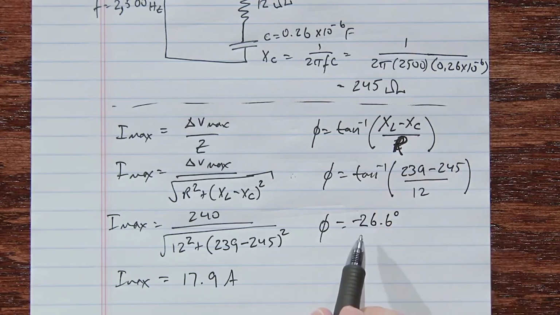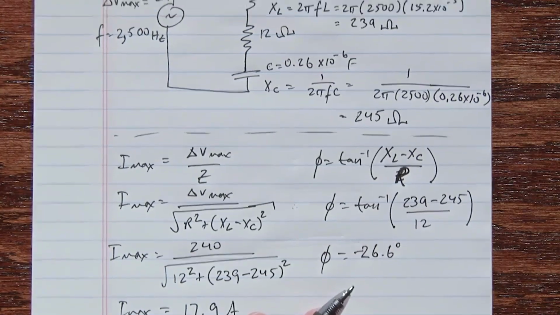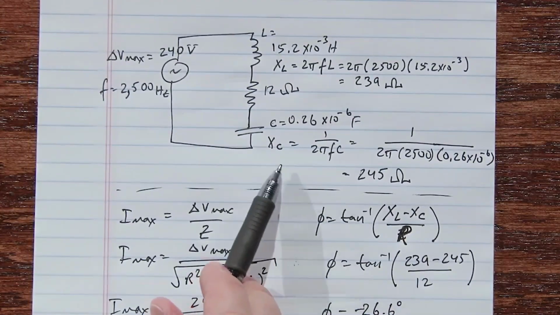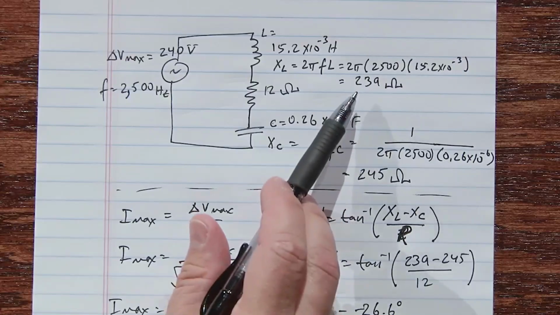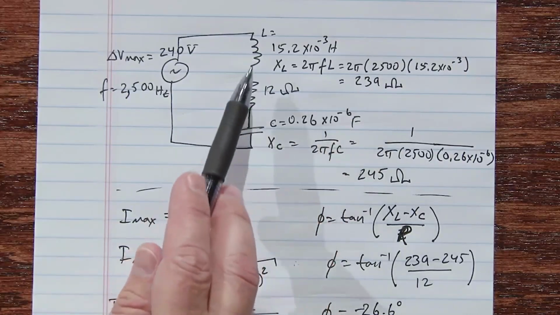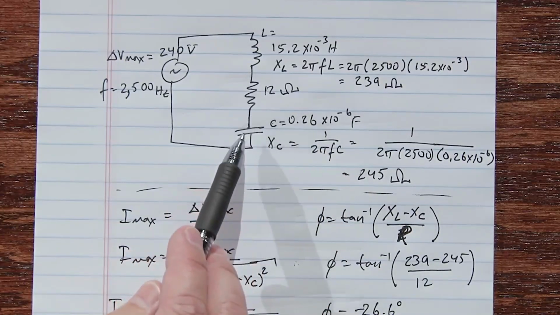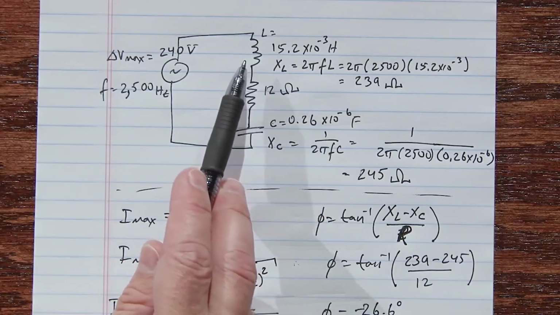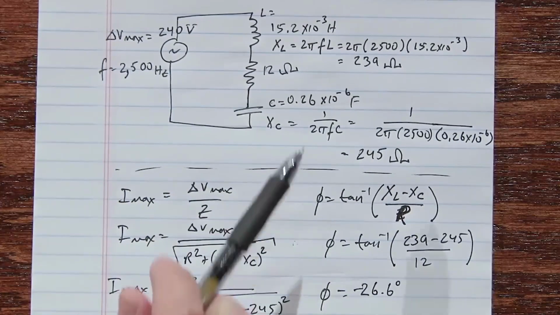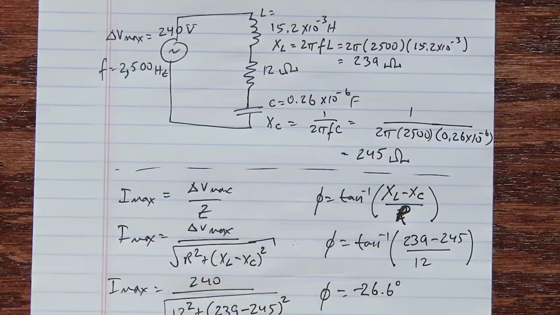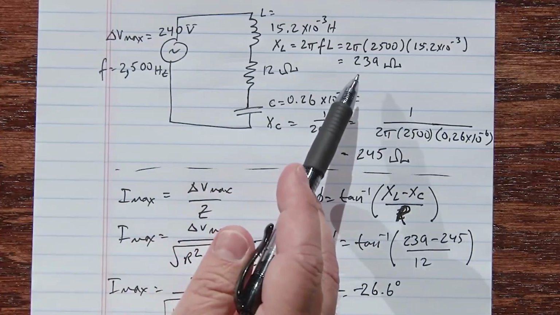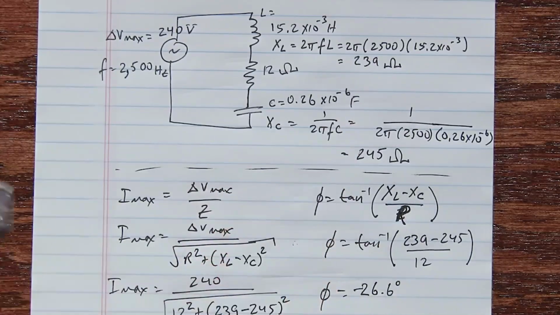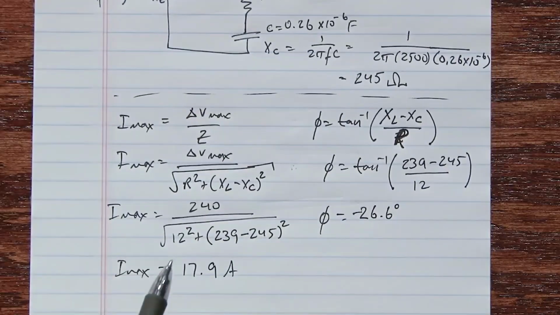So we have a negative phase angle because we have a greater capacitive reactance than we do an inductive reactance. So this circuit behaves more like a resistor capacitor than a resistor inductor. There's more capacitive reactance to give us a negative phase shift than there is inductive reactance to give us a positive phase shift. So our answers are Imax is 17.9 amperes and our phase angle is negative 26.6 degrees.